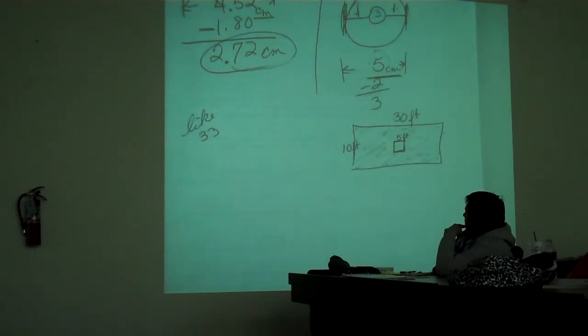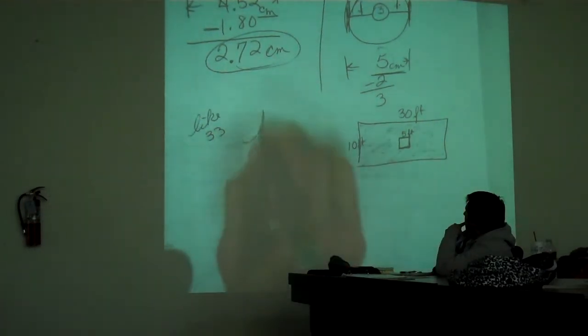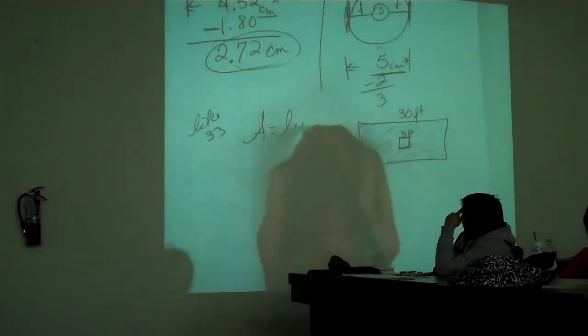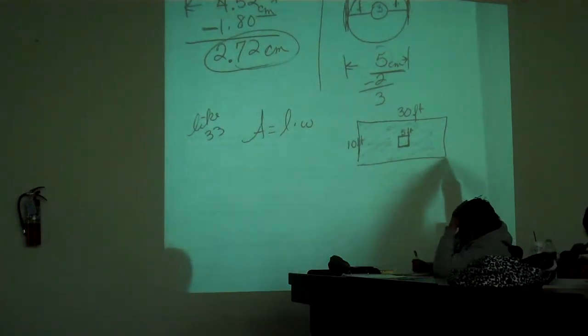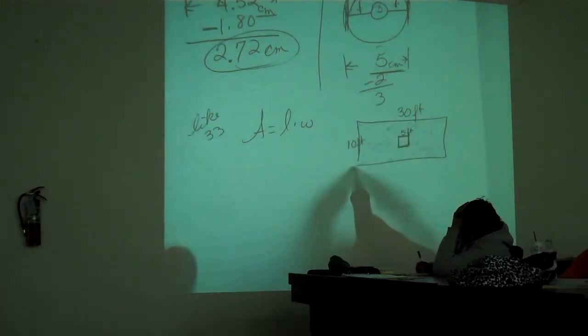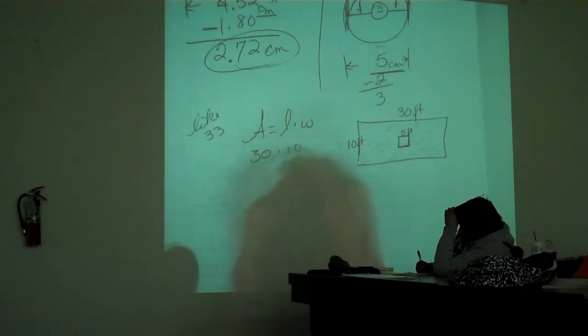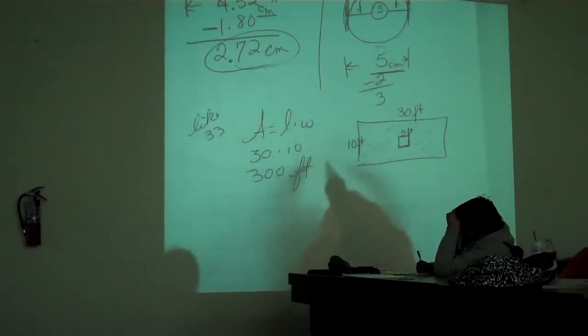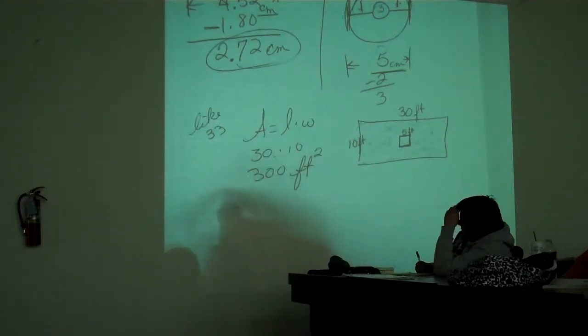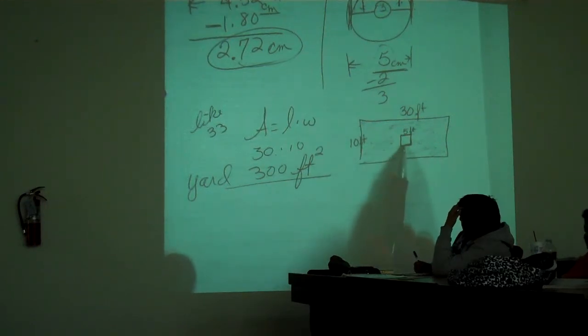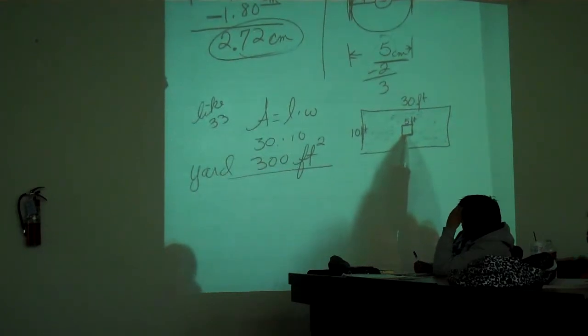Okay, how do you figure out the area of a rectangle? Length times width. Okay, so your whole yard covers how much area? 30 times 10, right? Yeah, 30 times 10, so it's 300 what? Square feet. 300 square feet. This is your yard. Okay, what are we going to do about the cement? Are we going to subtract 5? No.